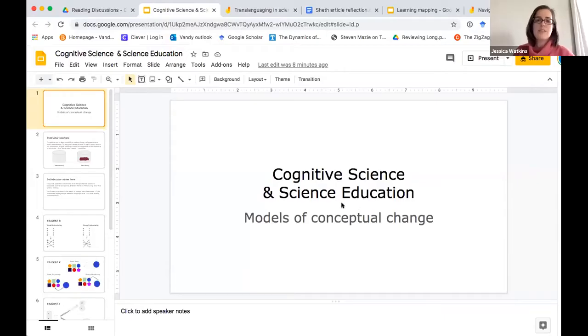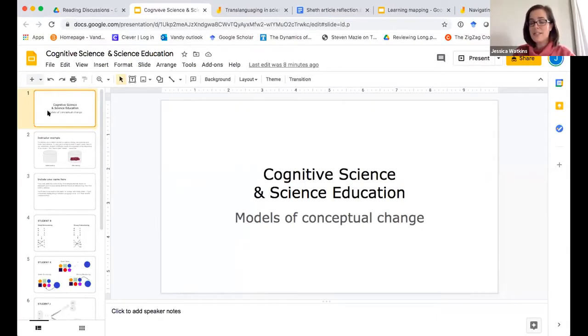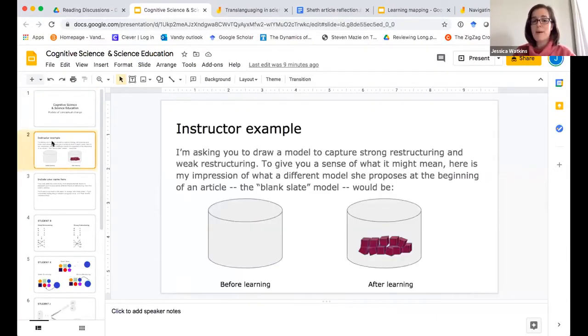I feel like listening to me talk is one thing, but getting to see what the students did can be really fun too. This was an early assignment that I had them do. They read about cognitive science and science education. It's a really dense article that talks about different theories of learning. So I asked them before class to come up with a model for what they thought the author meant by strong restructuring or weak restructuring. And I gave them an example.